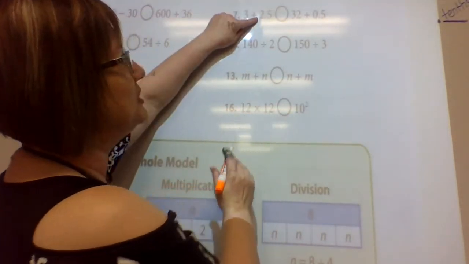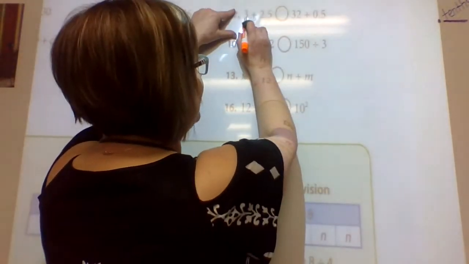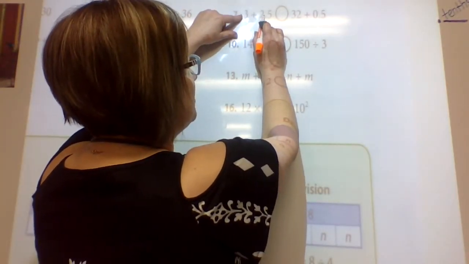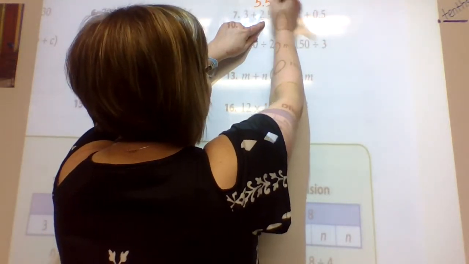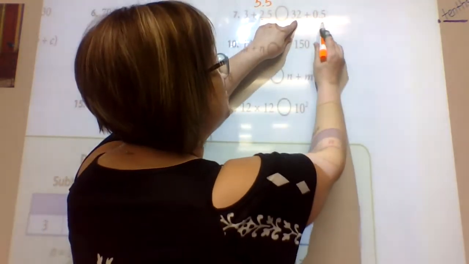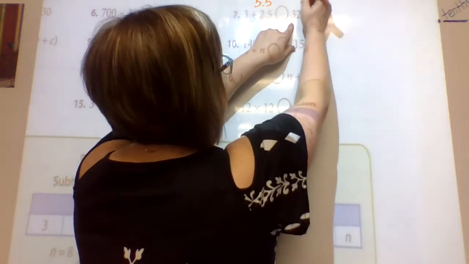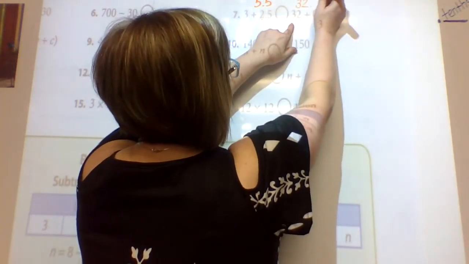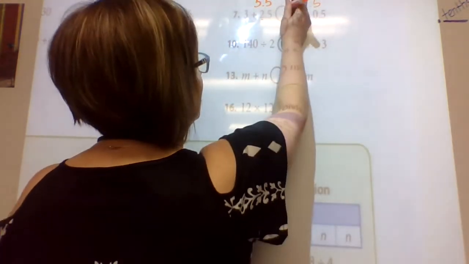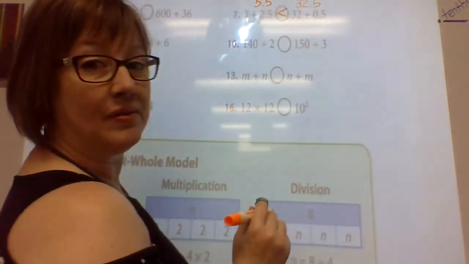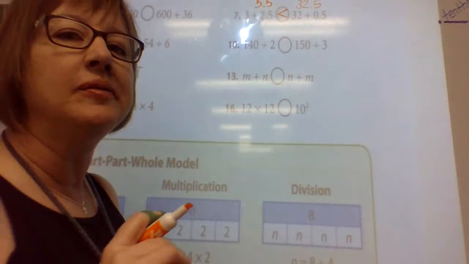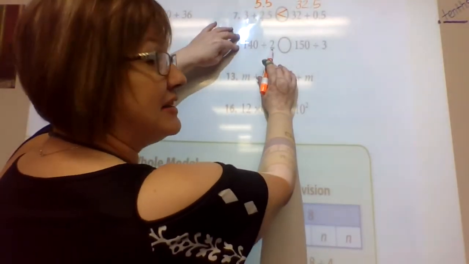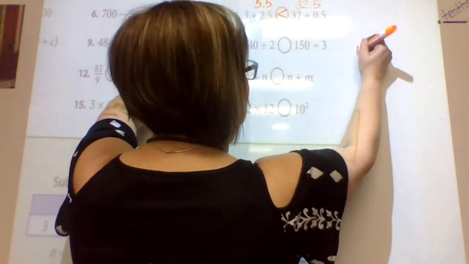Okay, so 3 plus 2.5. Remember, all we have to do is add the whole numbers together. So 3 plus 2 is 5, and then plus another 0.5. So 5.5. And 32 plus 0.5 is 32.5. So this one is greater than, right? Can you see that, I hope? Yep. Okay.